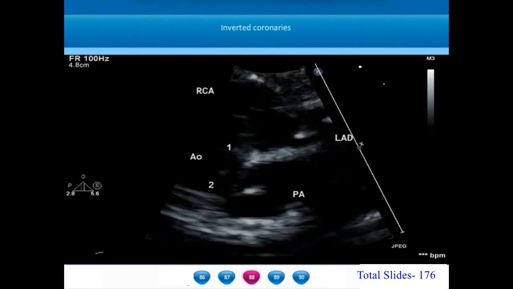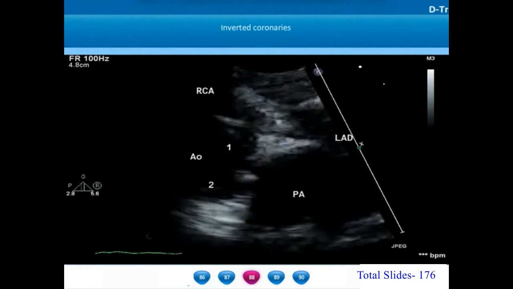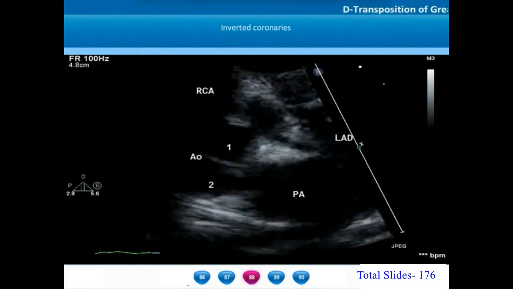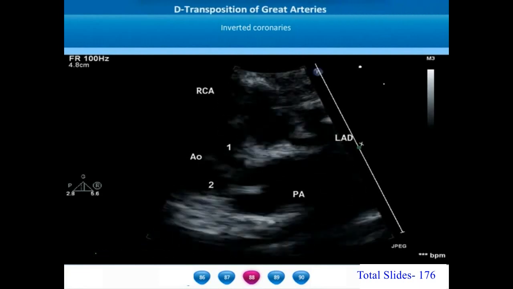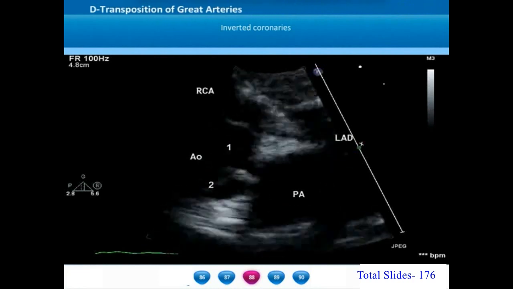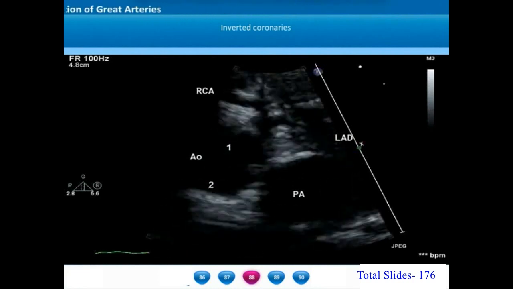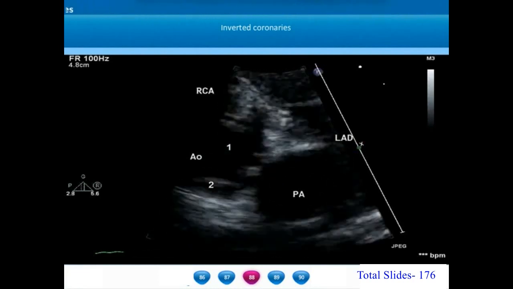You can notice in this example that there is a large coronary that arises from sinus 1, from the middle of the sinus, and bifurcating into 2. The rightward branch continues as the right coronary artery, and the leftward branch continues as the left anterior descending coronary artery.